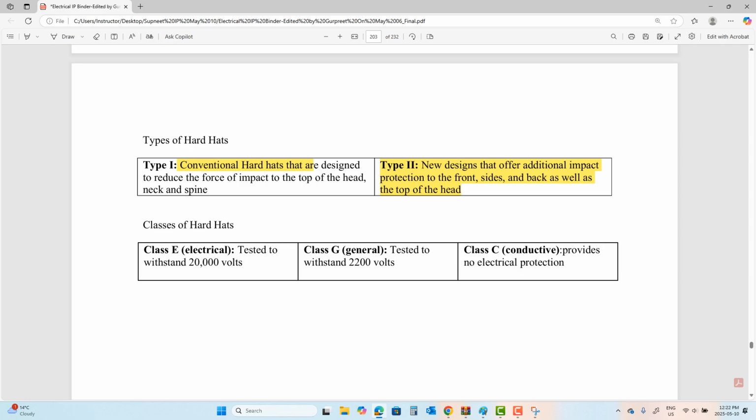Okay, I am an electrician working with BC Hydro. What should be the class of this hat that I should purchase? Class E. I am an electrician working with 750 volts. What class of hard hat should I buy? Class G. I am a student attending apprenticeship training at Ace Community College. What class of hard hat should I purchase? Class C. Okay, keep going.